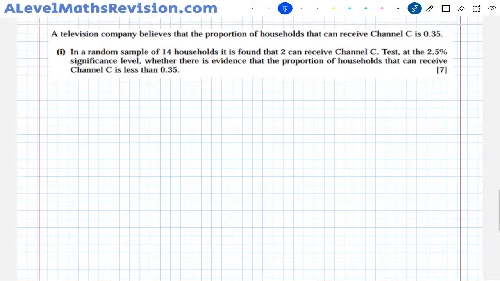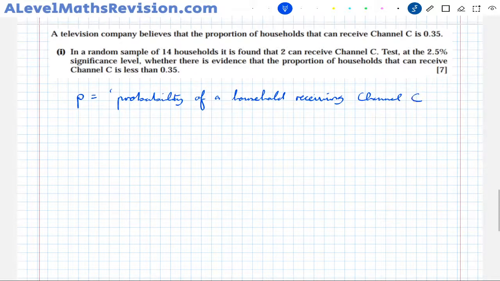The first mark requires us to define in words what P is. So P equals the probability of a household receiving channel C. As I say, don't write too little. If you write too little, then you will lose marks.